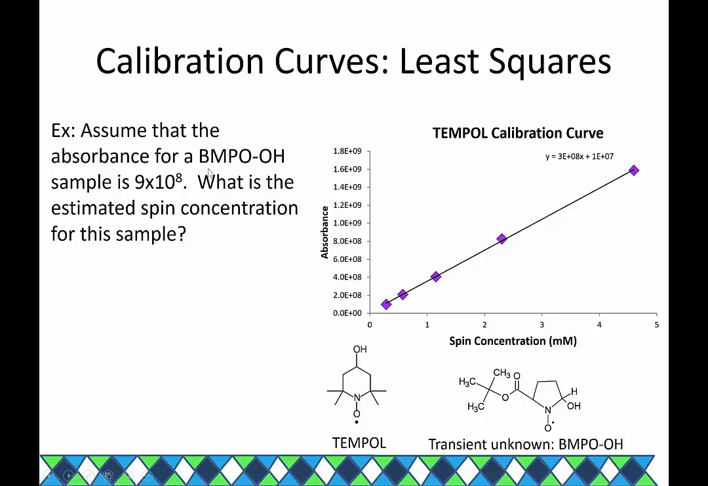Assume that the absorbance for a BMPO-OH sample, so this is our transient unknown, is 9 times 10 to the 8th. What is the estimated spin concentration for this sample? Okay, so the way that we would do this is pretty straightforward.